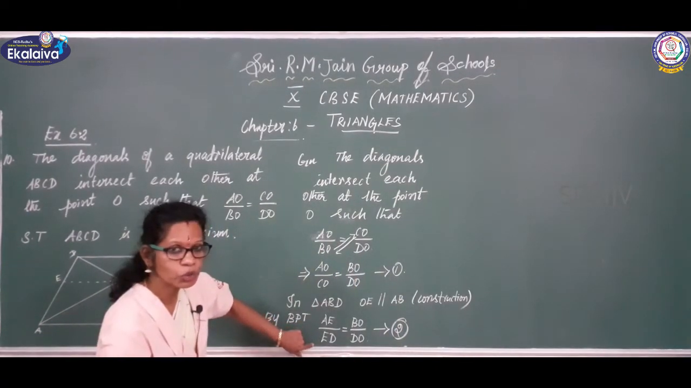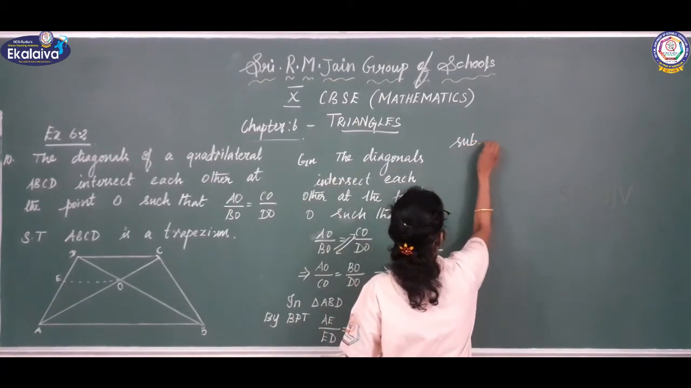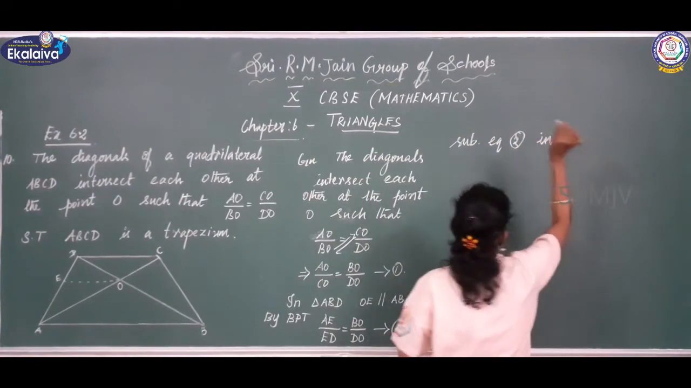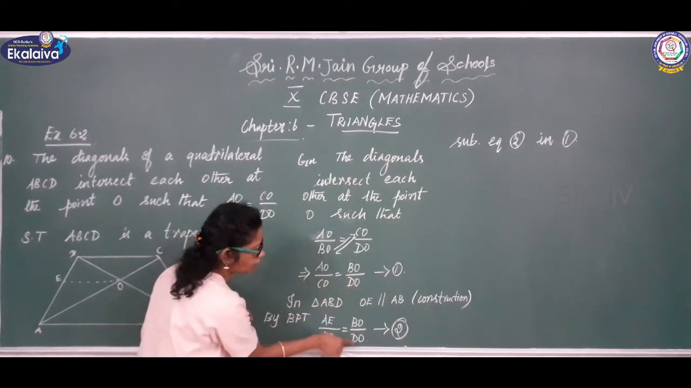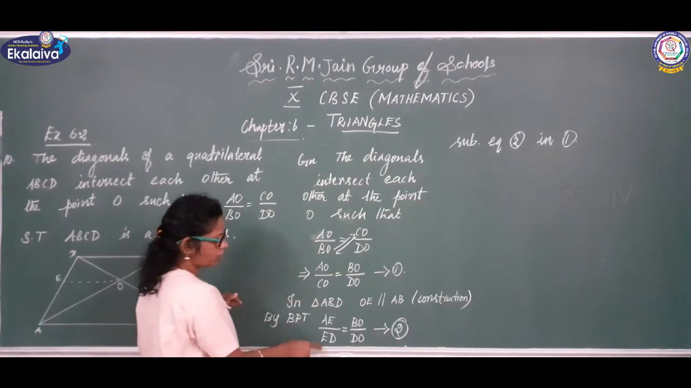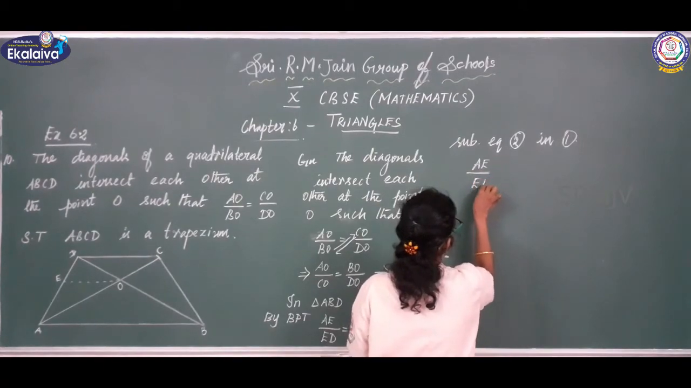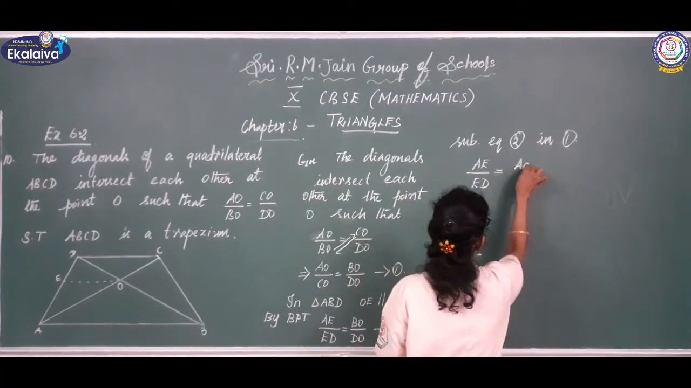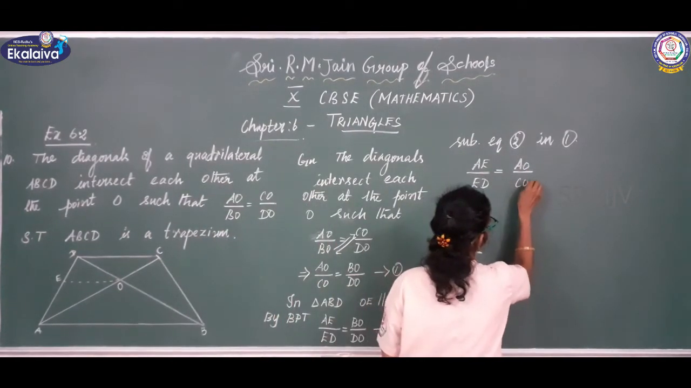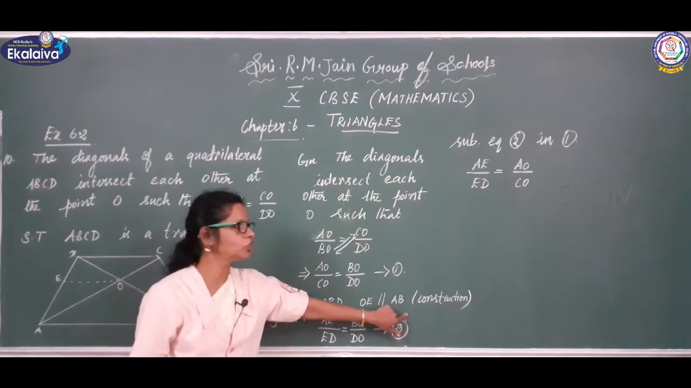Substitute equation 2 in 1. Then you see, the right hand sides are equal. Right hand sides are equal means what is the result? AE by ED equal to AO by what? CO. AO by CO. Here OE parallel to AB. This is our construction.